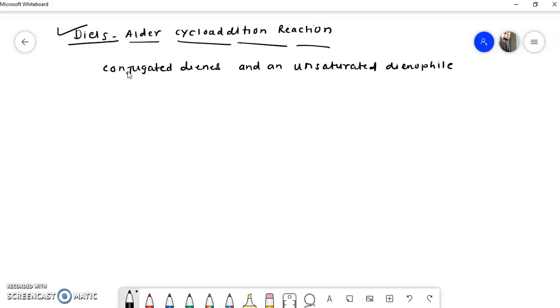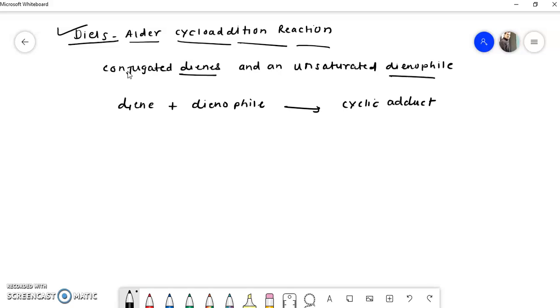Okay, so what is the Diels-Alder reaction? It is just a reaction between a diene and a dienophile, we can say. The reaction between diene and dienophile to give a cyclic adduct is called the Diels-Alder reaction. Okay, now what is a diene? That we will see first.